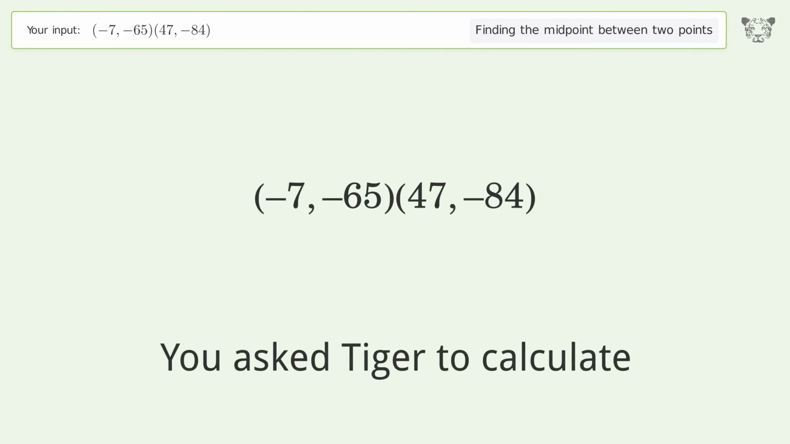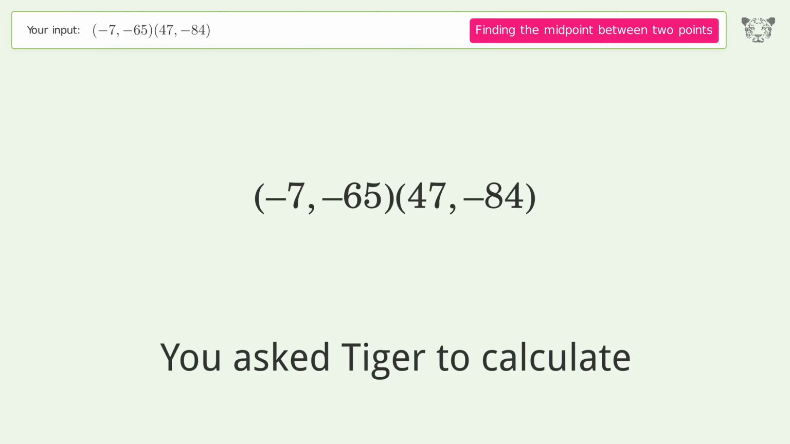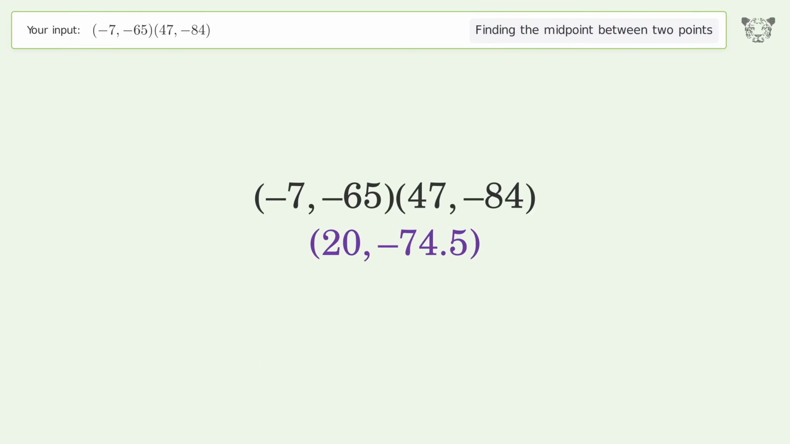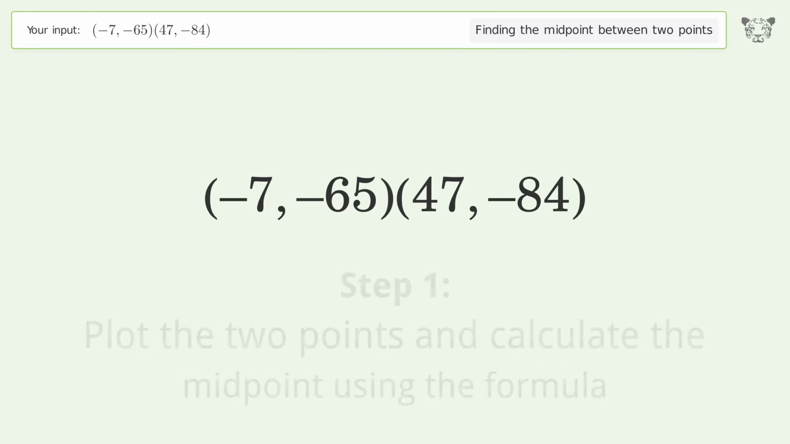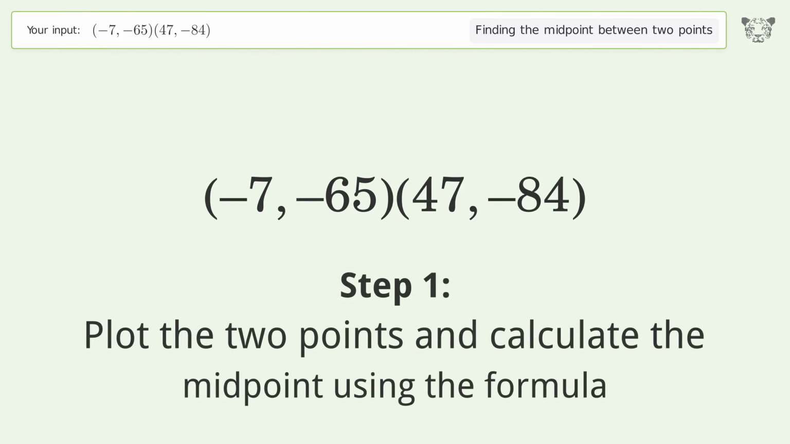You ask Tiger to calculate. This deals with finding the midpoint between 2 points. The midpoint between the 2 points is (20, -74.5). Let's solve it step by step. Plot the 2 points and calculate the midpoint using the formula.